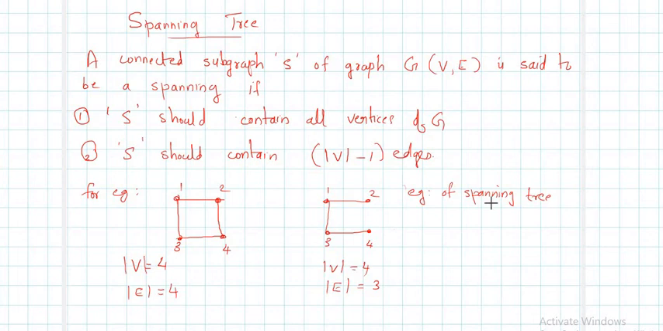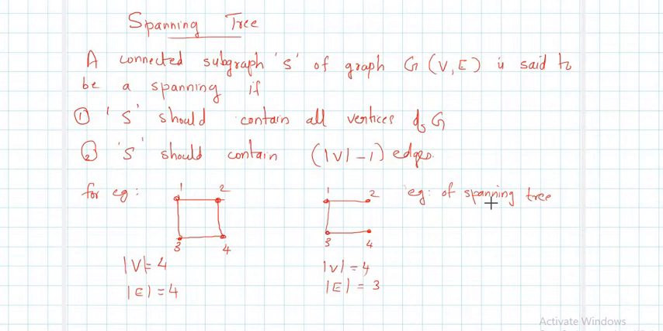A spanning tree. A connected subgraph S of a graph G, with V denoting the vertices and E denoting the edges, is said to be a spanning tree if S contains all vertices of the graph G and S contains the number of vertices minus 1 edges. See the example.